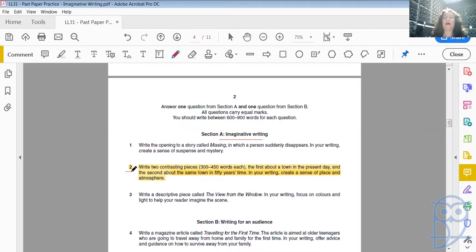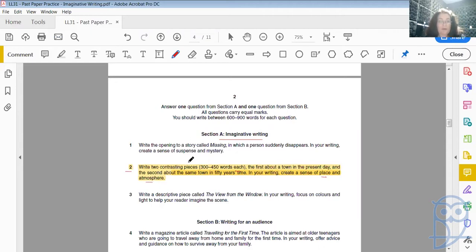So, the question says, write two contrasting pieces of 300 to 450 words each, okay? So that's about, I would say, 2 to 2.5 pages. The first about a town in the present day, and the second about the same town in 50 years' time. In your writing, create a sense of place and atmosphere.